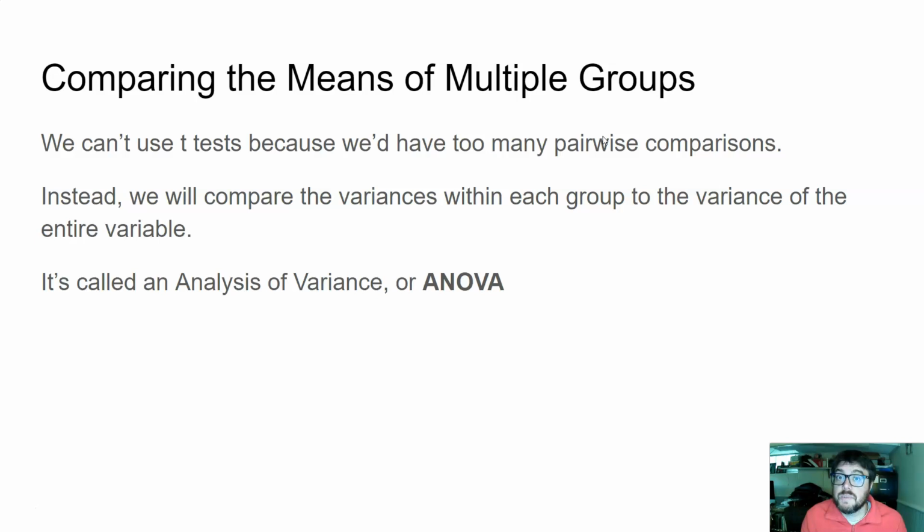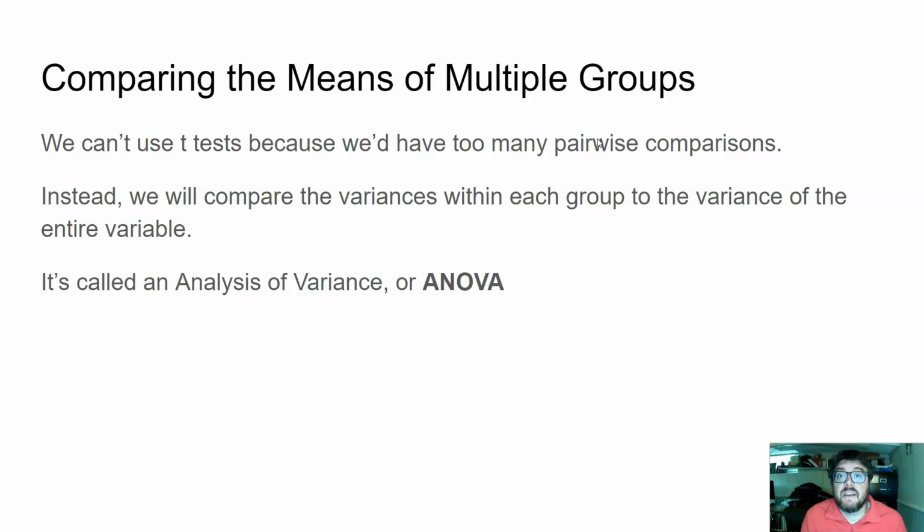If you just have two groups, you can use an independent samples t-test to compare the means of those two groups. But once you have more than two, the number of pairwise comparisons goes up with the square of the number of groups, and so it quickly gets out of hand.